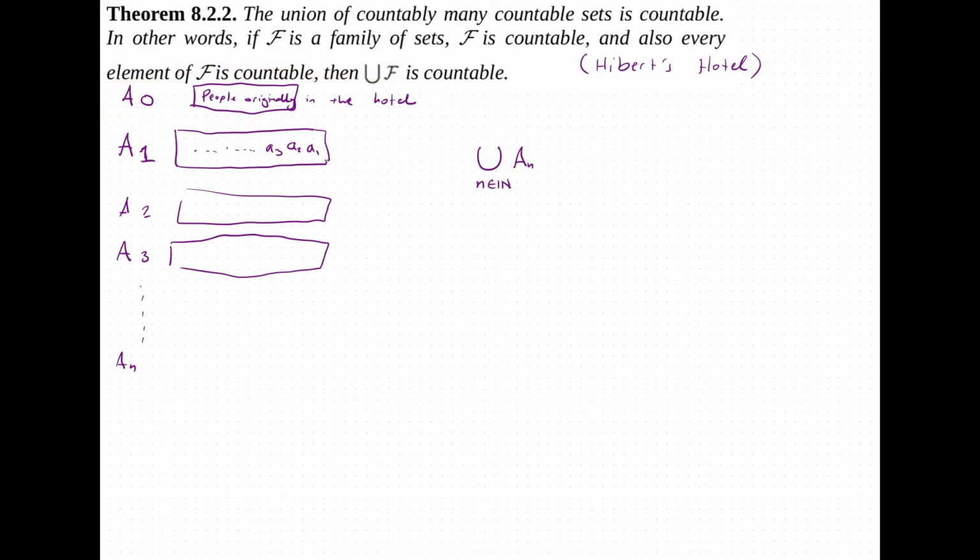And what theorem 822 tells us is that because each of these sets A sub n is countable, and yes, we have a total of countably many sets in our set of sets, F. So in this example, F is just A sub n, for n in the naturals. Each A sub n is countable. So the theorem tells us that the union of the family of sets, which is equal to the union of the A sub n's, is countable.